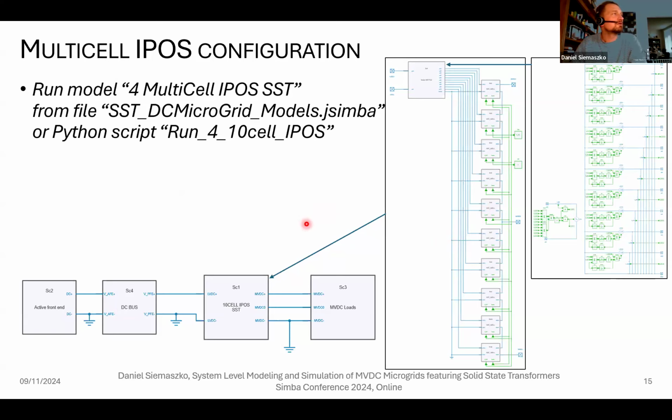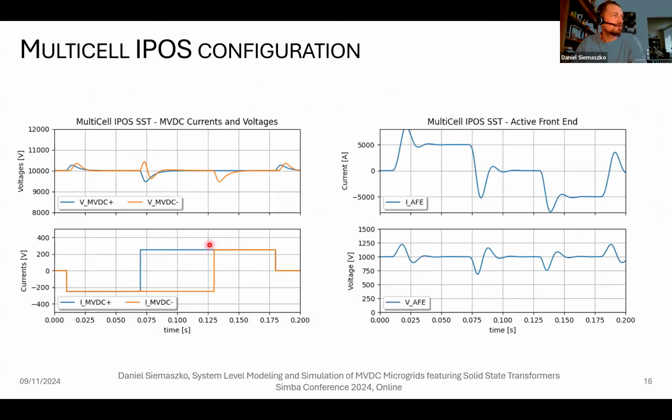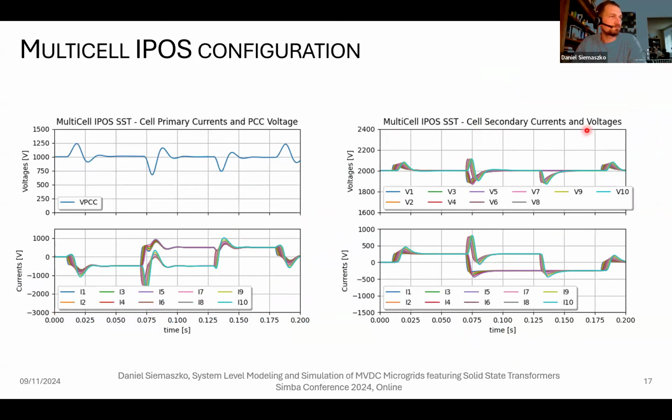This is still ongoing. And as you can see, with asymmetric loading on the MVDC side, we have a very good behavior of our multi-cell input parallel output series SST active frontend. We can also check what's happening on each of the cells. We have some asymmetries. It makes very nice curves that were generated in Python.